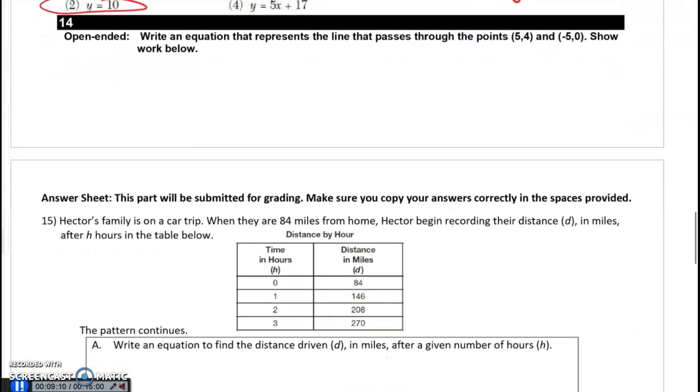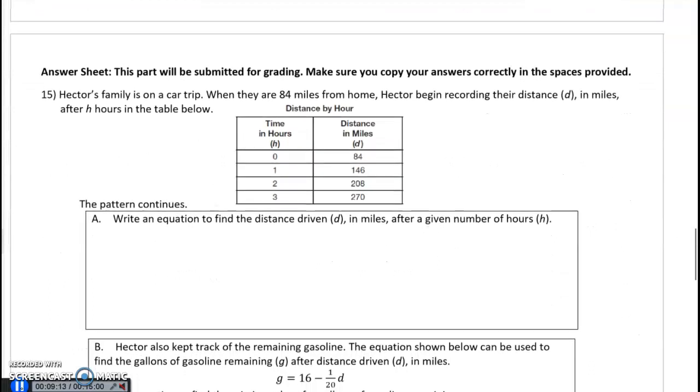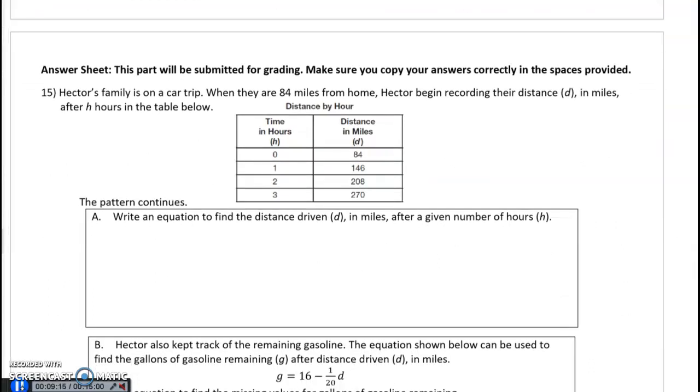All right, so the last one here was an open-ended problem. They give you this chart, and they say when Hector's family is 84 miles from home. That means after 0 hours, because that's where they're starting it, he's 84 miles from home. That's when he begins recording the distance in miles on the table. So first they want us to write an equation.